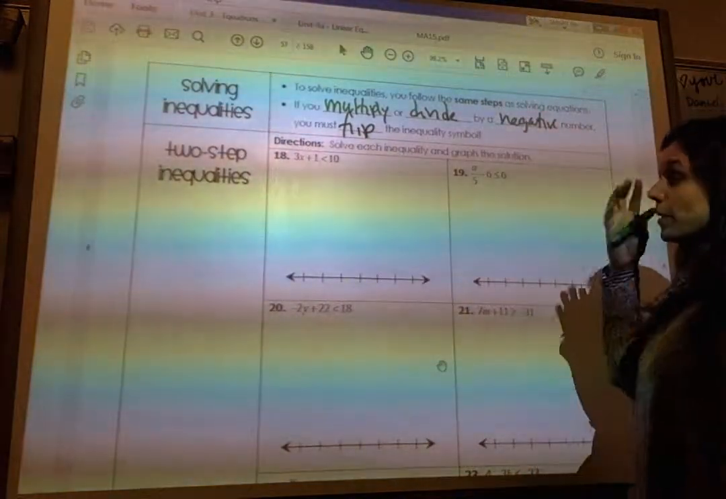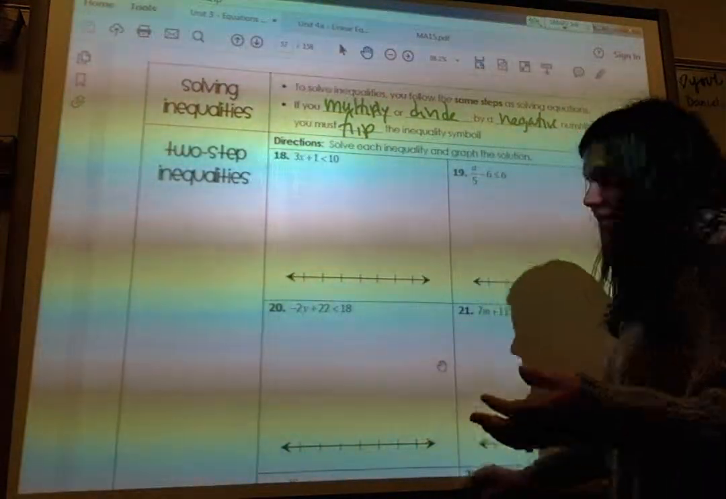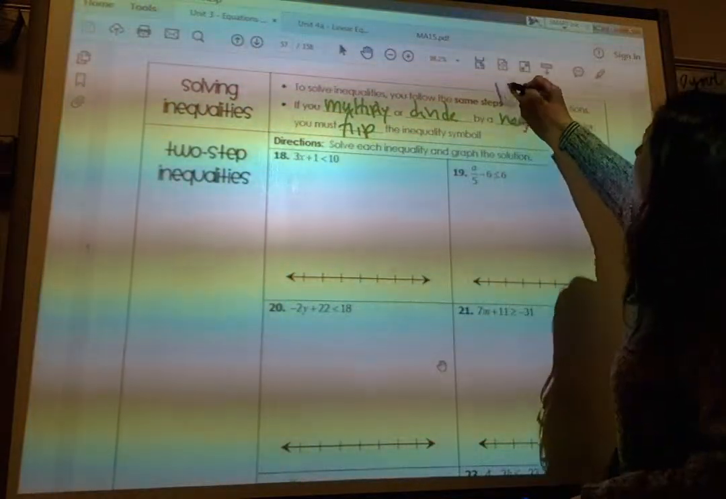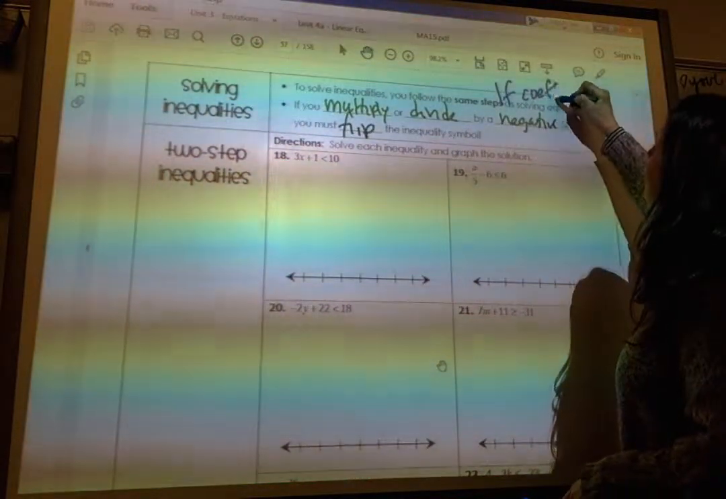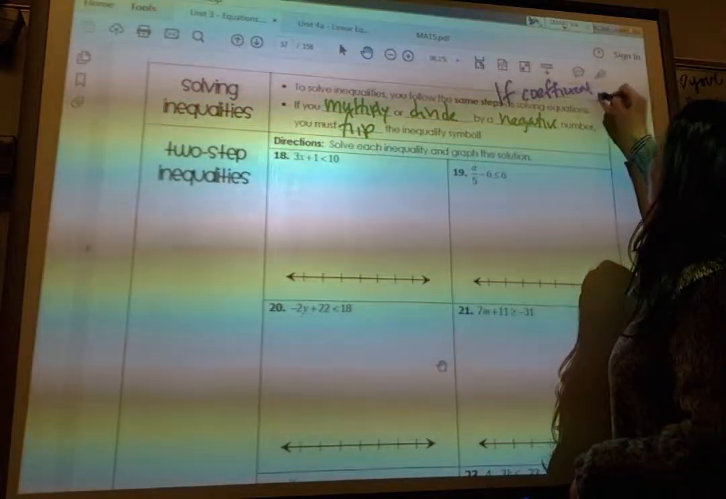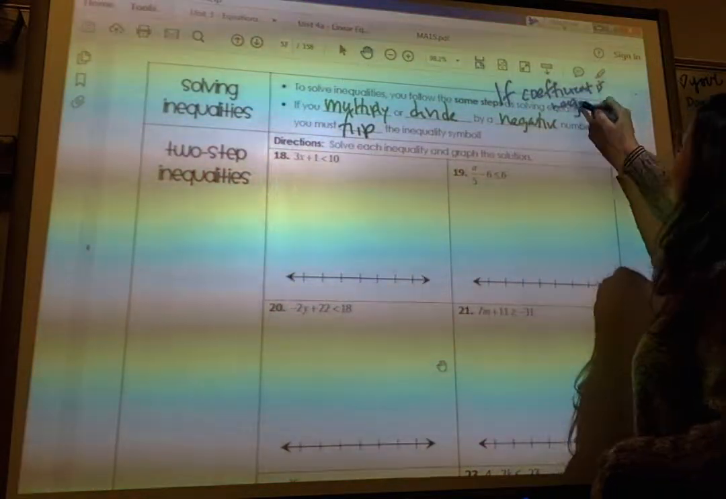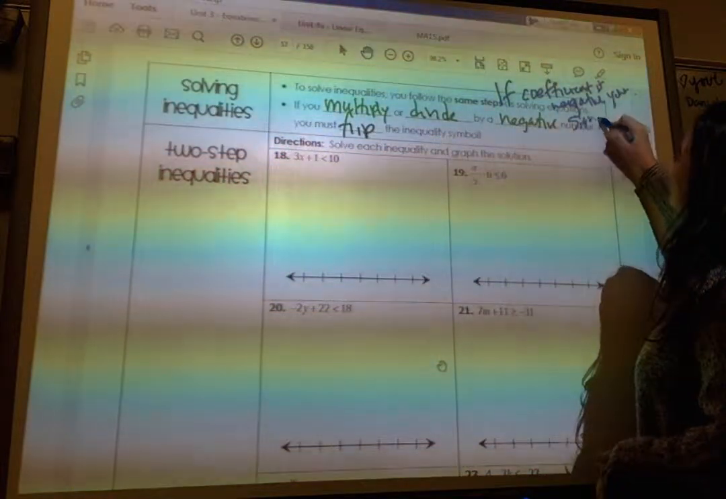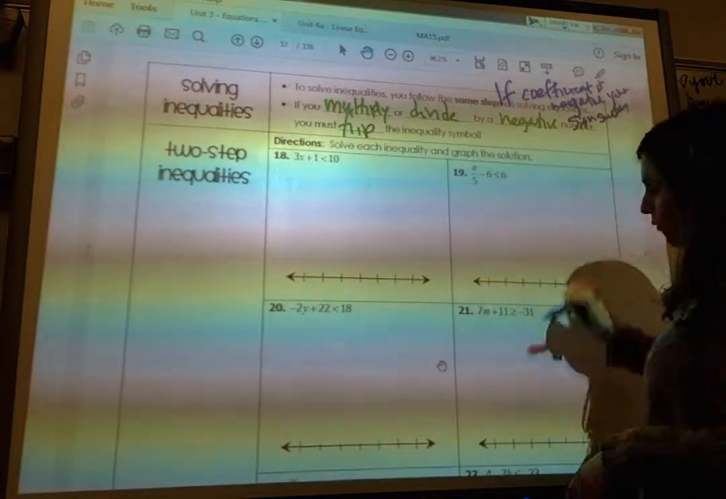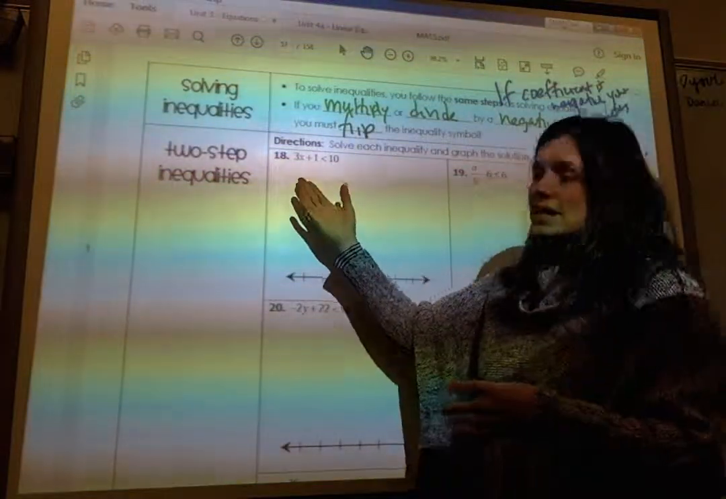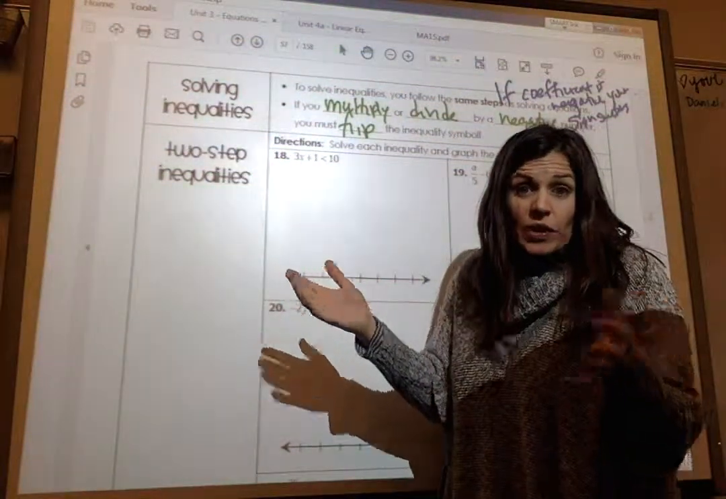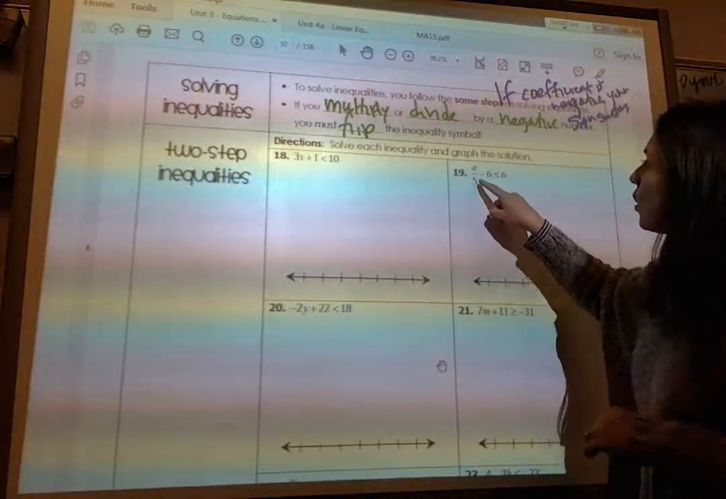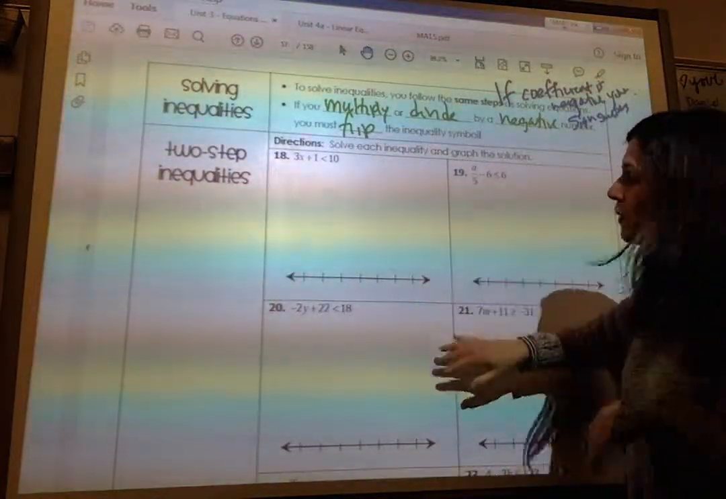All right, so for example, number 18, and basically all that's saying is if your coefficient is negative, your sign switches. So even before I go through these, I can see, is my sign potentially going to be switched? Is my coefficient negative? Nope, not going to flip that sign. Coefficient negative? Nope, not going to flip that sign.